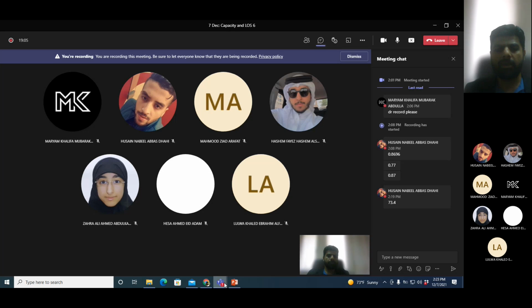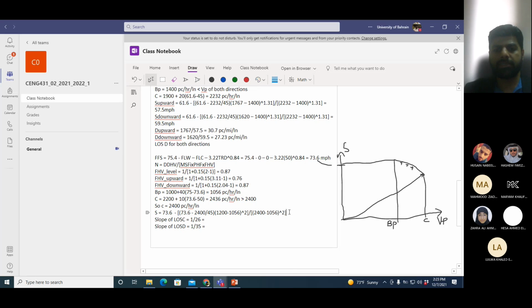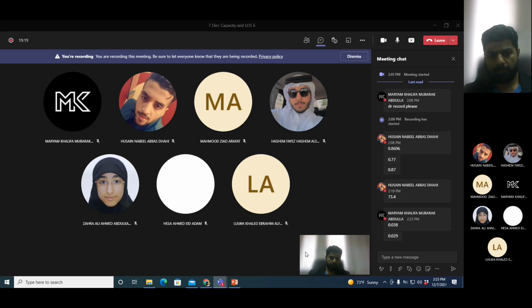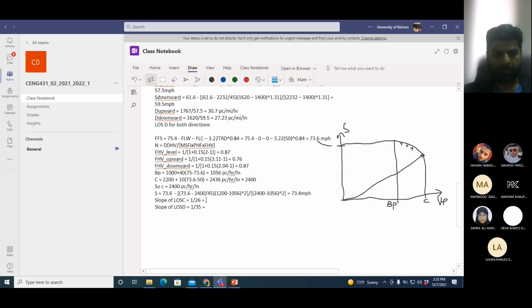Okay, fine. Give me the slopes. So he's saying this value is 73.4. The slopes are 0.038 and 0.029. Now 0.038 means 3.8%, or 0.038 is tangent theta. And 0.029 again means 2.9%, or tangent theta equals 0.029.